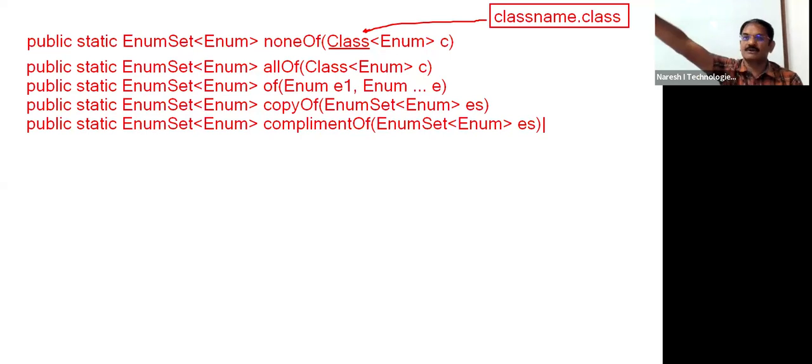In the original enum, course, I have 10 courses available. In E1, I have stored 3 courses. If I call copyOf, these 3 named constants are copied. If you call complementOf, except these 3, the remaining 7 are copied. Okay, so that is complementOf.